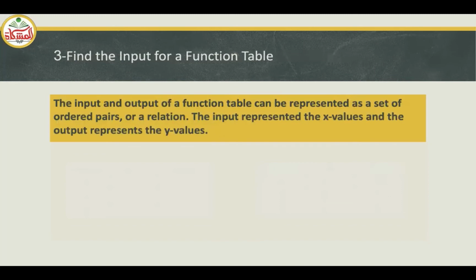3. Find the input for a function table. The input and output of a function table can be represented as a set of ordered pairs or a relation. The input represents the x values and the output represents the y values.